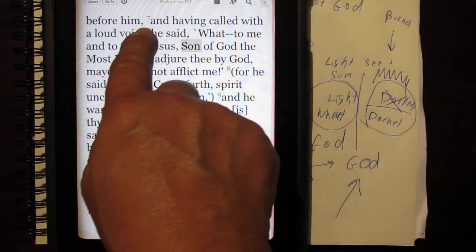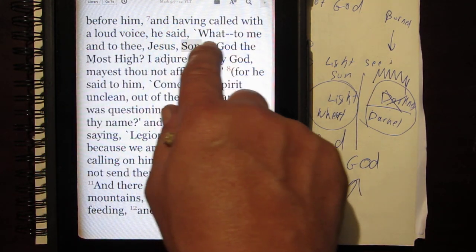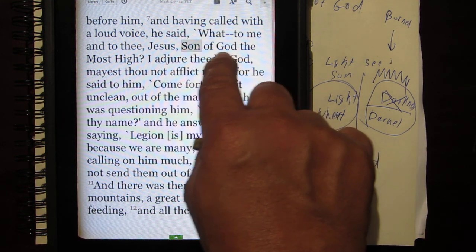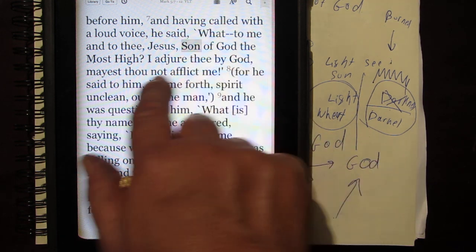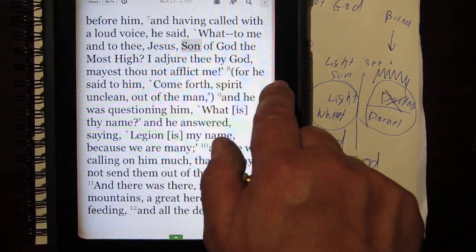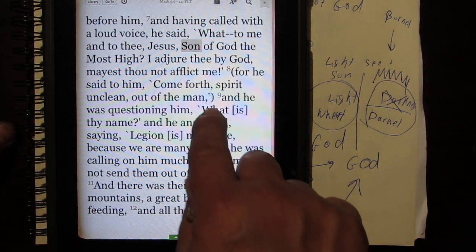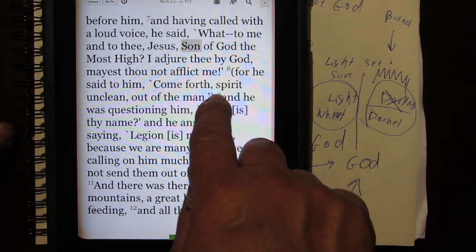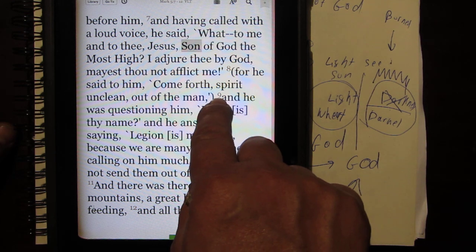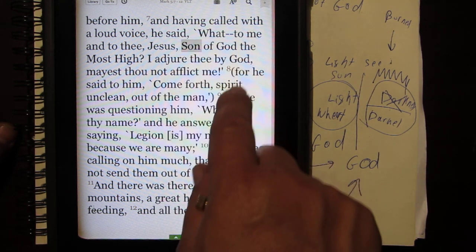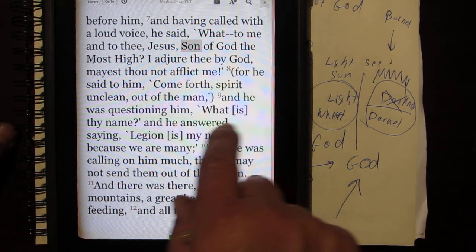And having called, 5:7, called with a loud voice, he said, what to me and to thee, Jesus, light of God, the Most High, I adjure thee by God, mayest thou not afflict me? For he said to him, come forth. So the evil spirits even see that he's the Son of God, but they're coming forth and questioning him, what is thy name?